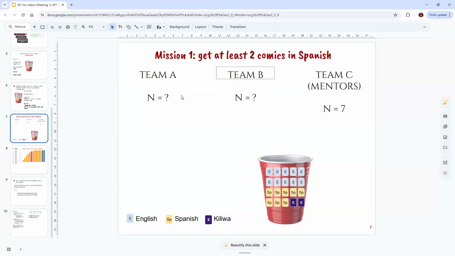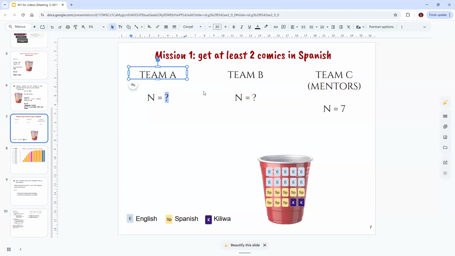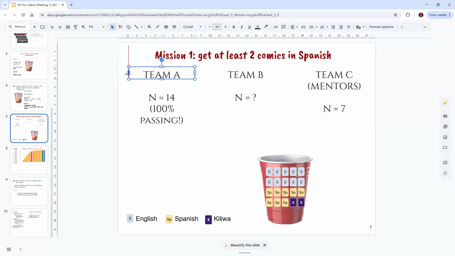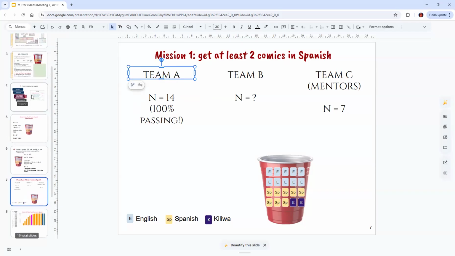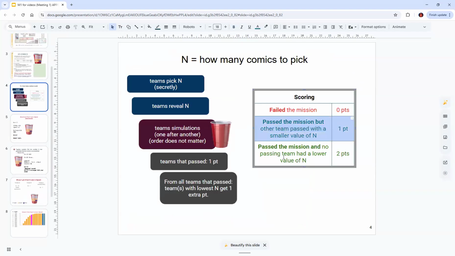Okay, so mission one. We know already from the other videos that if we pick 20, for example, we're going to be totally successful. Also, if we pick 19, but even if we pick 14, we know that we have a 100% chance of passing. So is this a good strategy? Well, at least we'll get 1 point from the scoring, because we'll always pass. But it's unlikely that will be the best, because some other teams may go for more risk.